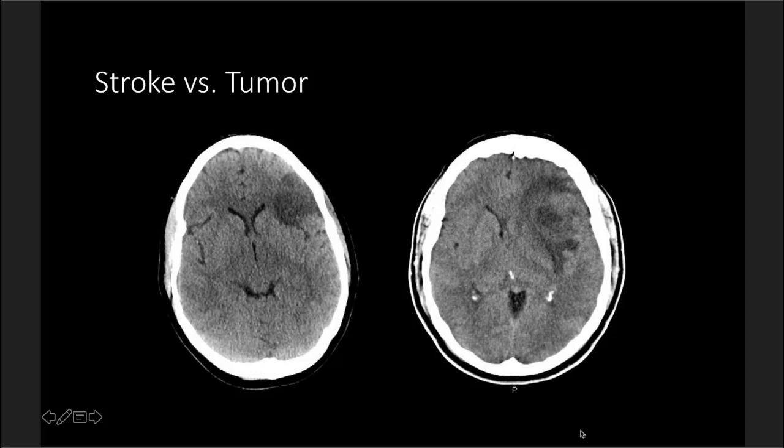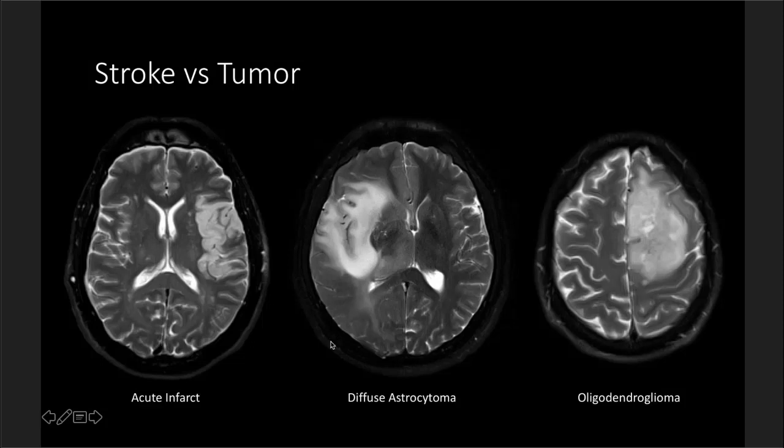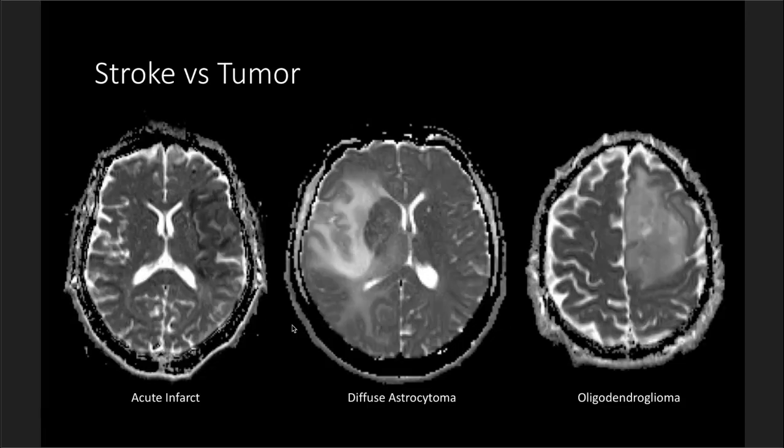Here we have stroke versus tumor on MRI. So here's an acute infarct in the left MCA territory. You can see that the insular cortex is edematous here. It's swollen, bright on T2. And here's the tumor. Here's the replacement of the normal architecture, the mass effect, the midline shift, and this is the tumor. And again, here's another tumor, very mass-like, mass effect, replacement of the normal architecture, compared to the infarct where you can make out the underlying cortex and white matter. Here it is on diffusion. This acute infarct has intense restricted diffusion, and these tumors have no restricted diffusion.